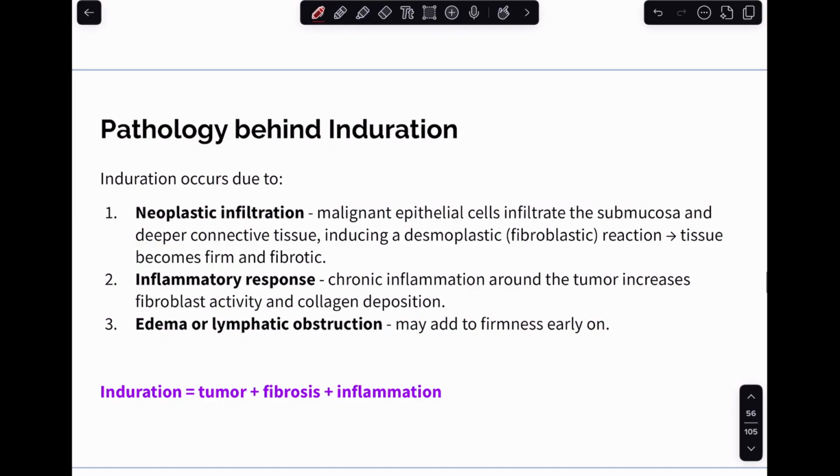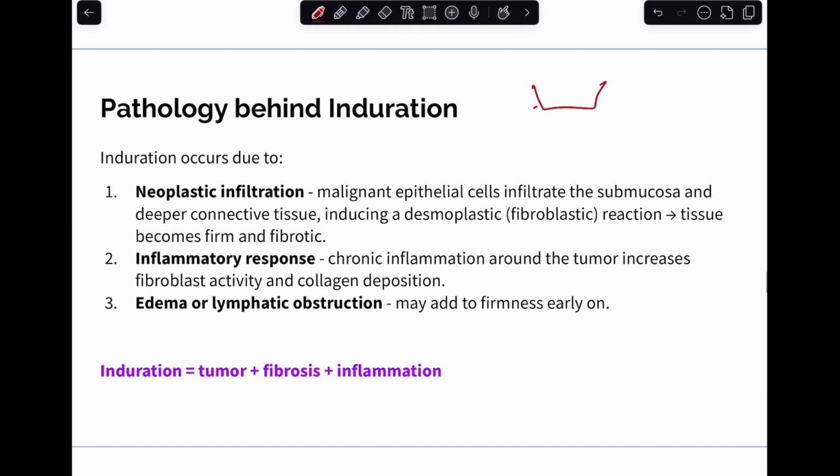Now, what is the pathology behind induration? If this is the ulcer, why is the surrounding area harder compared to the normal mucosa? First of all, the first reason is neoplastic infiltration. If the malignant epithelial cells have infiltrated the submucosa and the deeper connective tissue, this leads to a fibroblastic reaction in the surrounding tissue. This leads to the tissue becoming more firm and fibrotic. Second is if there is an inflammatory response. Chronic inflammation around the tumor will also increase the fibroblastic activity and lead to more collagen deposition in these areas.